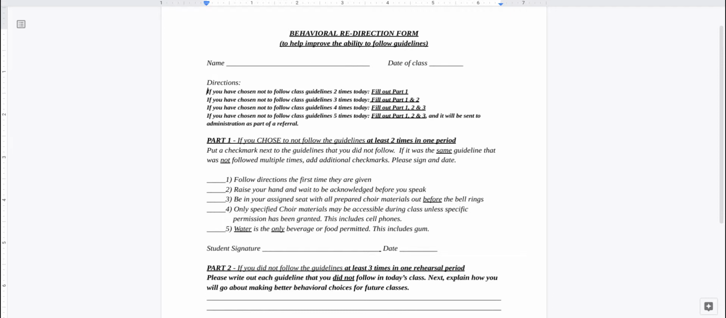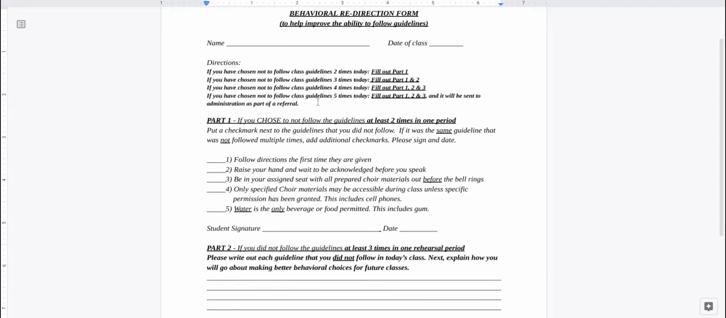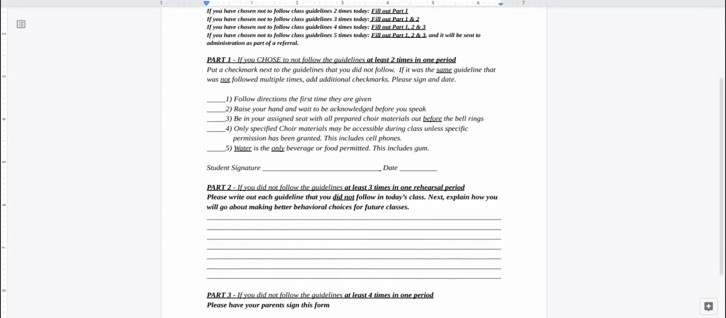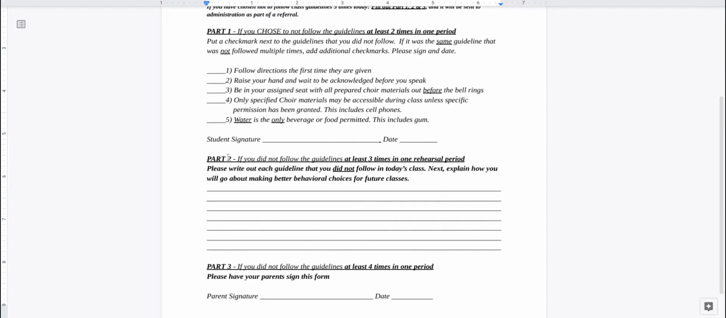Now, beyond that, if they do that again, if it's three times that they don't follow the guideline, they've already received this form. I've already handed it to them. So then we go to part two. What they need to do is they've already filled out part one and signed it. Please write out the guideline or each guideline that you did not follow in class today. Next, explain how you go about making better behavioral choices for future classes.